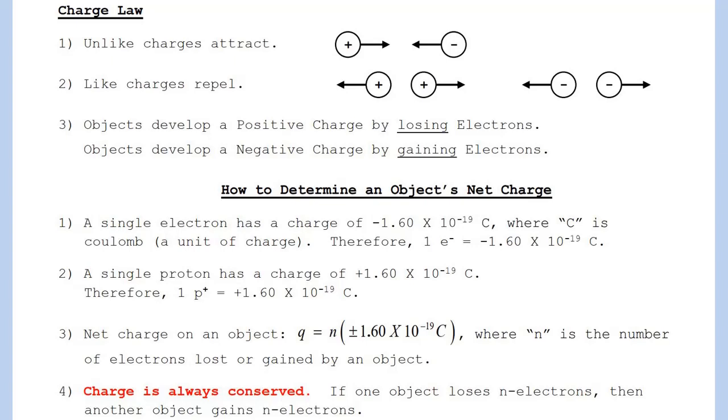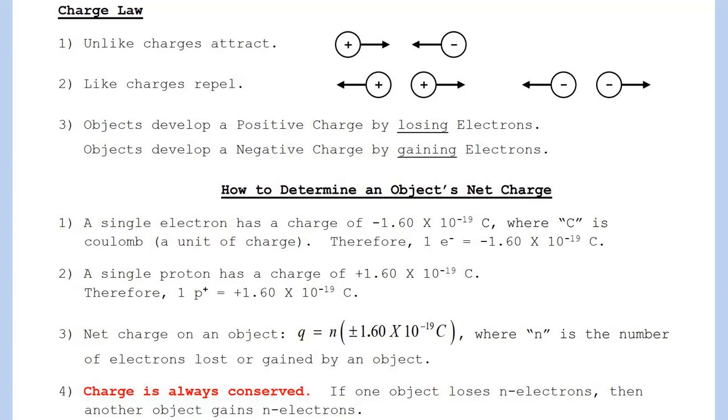Now we come to an important thing here that you should once again know for the midterm exam. We have a new unit called the Coulomb, and this represents a unit of charge and is represented by an uppercase C. So it turns out that a single electron or a single proton has a charge of 1.60 times 10 to the negative 19 coulombs, and the only difference is the electron has a negative charge, and the proton has a positive charge.